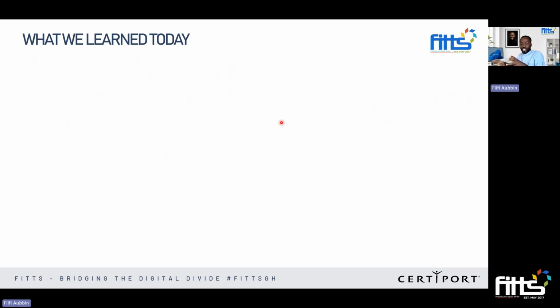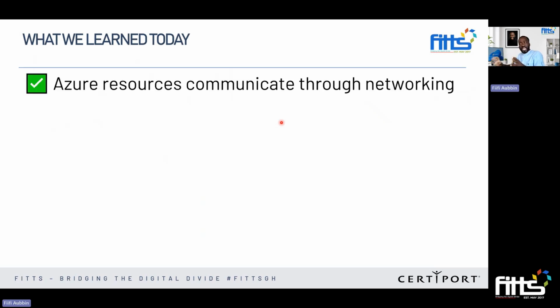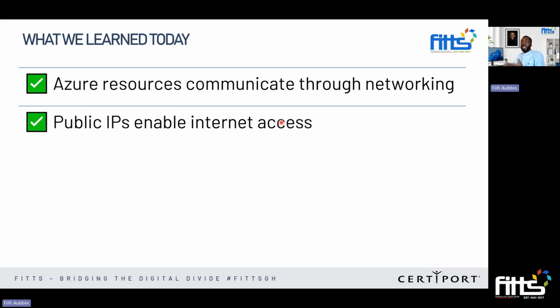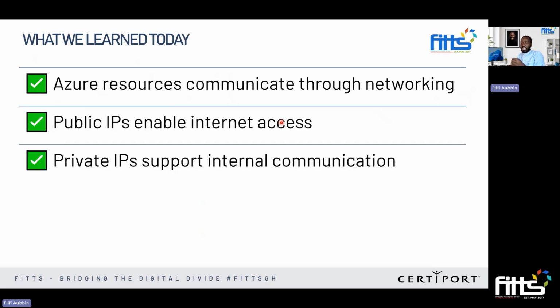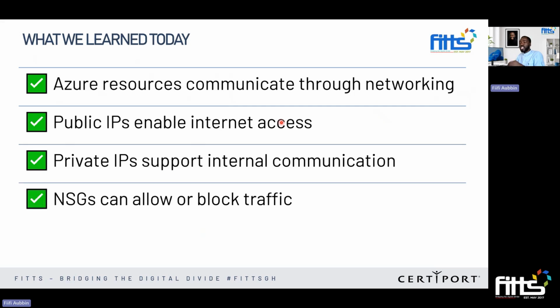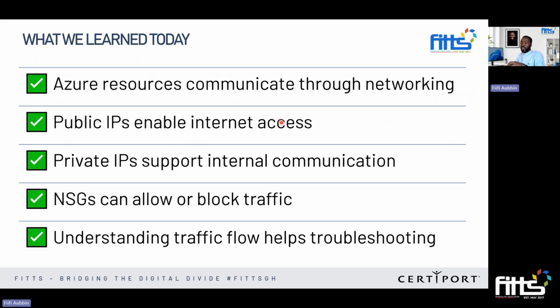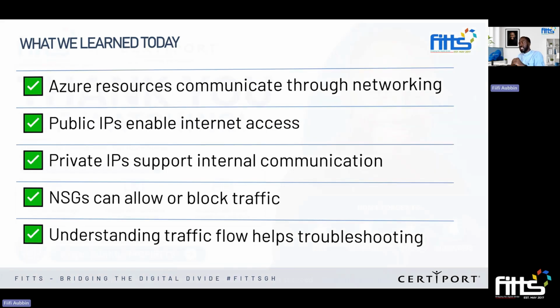So what have we achieved today? This is just bite-sized training. We say that Azure resources communicate through networking, and public IPs enable internet access, private IPs support internal communication, and NSGs can allow or block traffic. Then finally, we need to understand traffic flow, and it helps with our troubleshooting techniques.